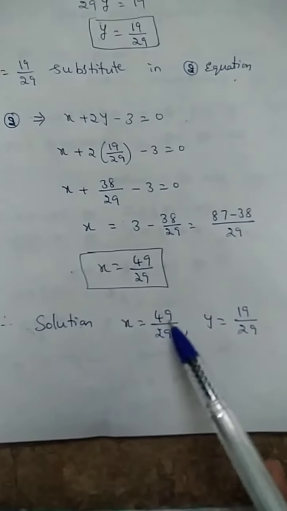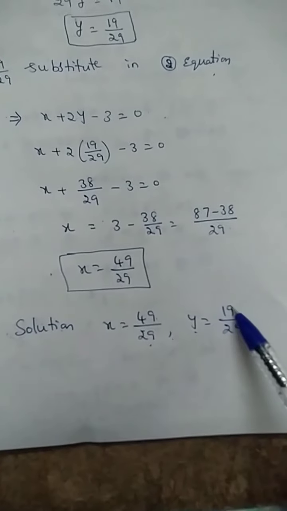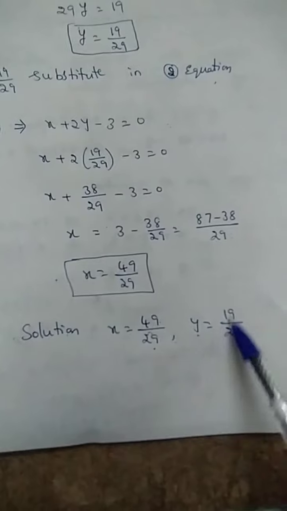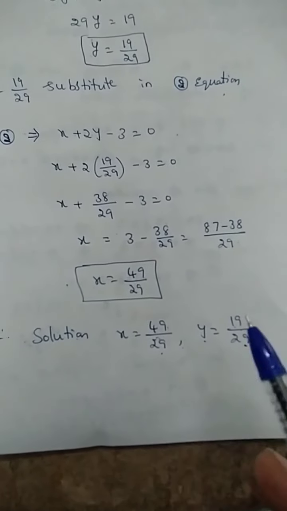Therefore, the solution is x is equal to 49 by 29, y is equal to 19 by 29. These are the solutions for the equation. Clear?